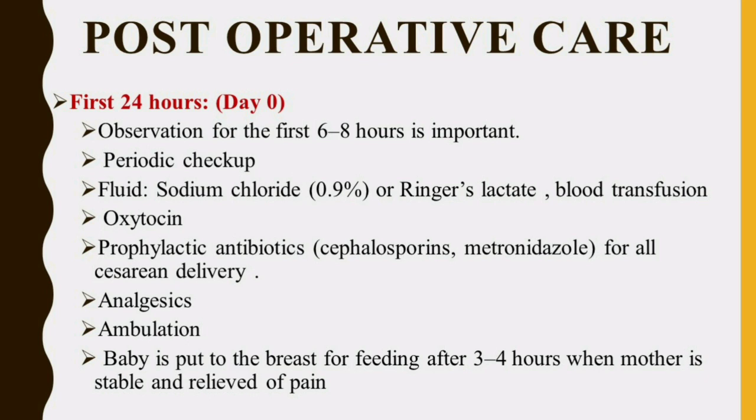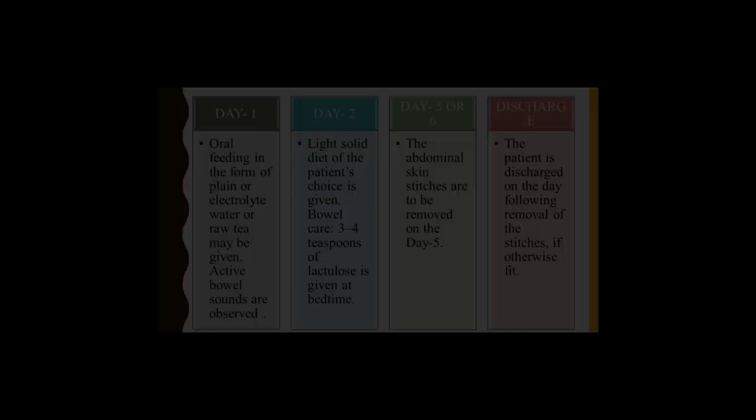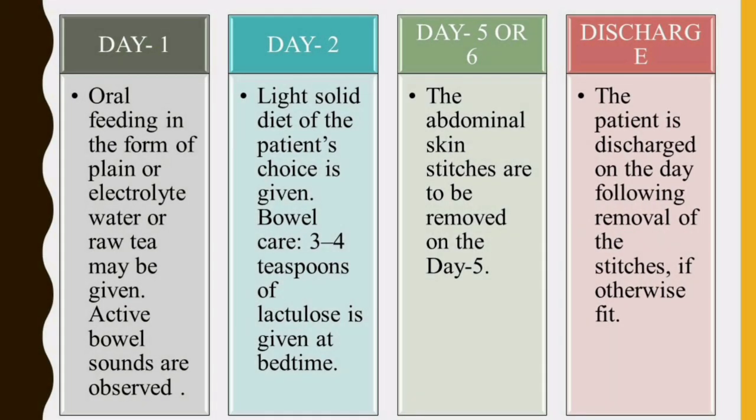Prophylactic antibiotics like cephalosporins, metronidazole for all the cesarean deliveries, analgesics so as to relieve pain, and early ambulation is considered. Baby is put to the breast for feeding after 3 to 4 hours when the mother is stable and relieved of pain. On day 1, oral feeding in the form of plain or electrolyte water or raw tea may be given. Active bowel sounds are also observed.